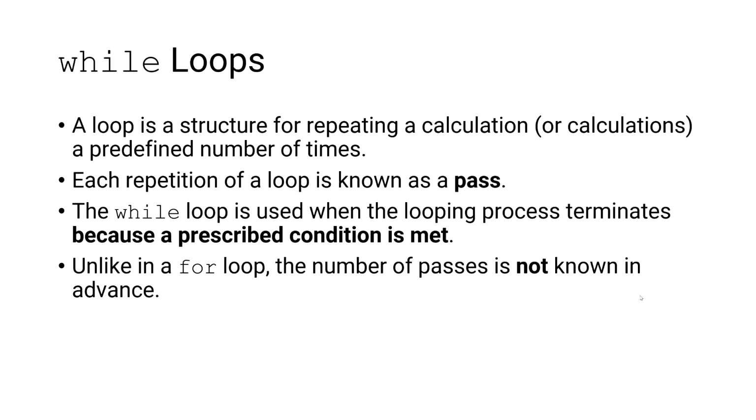A loop is a structure for repeating a calculation or set number of calculations a predefined number of times. Each repetition of a loop is known as a pass. The while loop is used when the looping process terminates because a prescribed condition has been met. Unlike in a for loop, the number of loop passes is not known in advance.